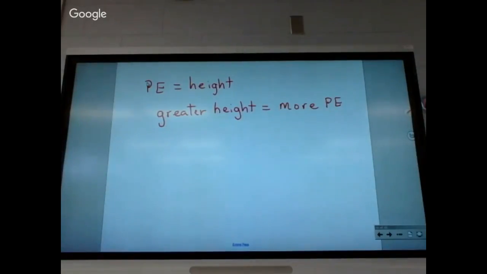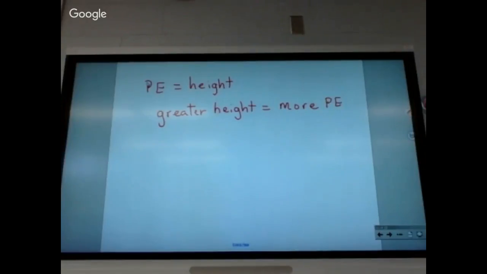So in the lab today, when you're looking at it on the computer and you're trying to figure out where the most potential energy is or the least potential energy, you got to look at the roller coaster and figure out where the greatest height is. It's going to tell you to click on the grid if the grid's not there, and you look at the grid and you go, oh, where is the roller coaster height-wise? So if the roller coaster has greater height, then it has more potential energy. Does that make sense? All right.